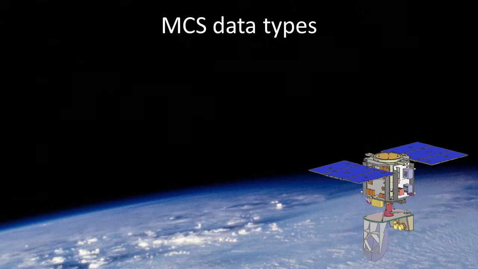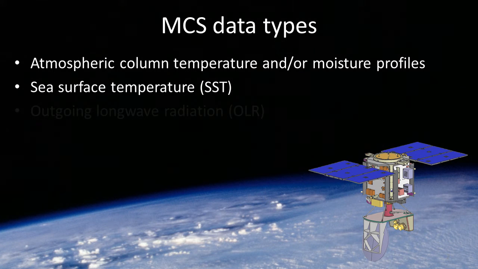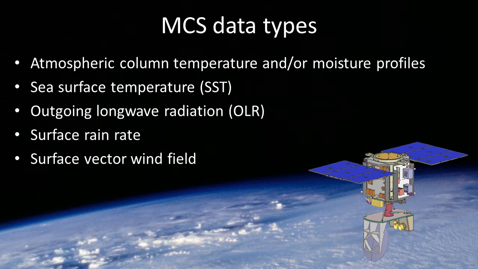The system will generate swaths of multi-layer observations in temperature and moisture. Those swaths will include simultaneously extracted measurements of sea surface temperature, outgoing long-wave radiation, rainfall rate at the surface, and surface vector wind field. When we say vector here, we mean the wind data recovered as both wind speed and direction. Both are necessary for calculating the divergence and vorticity fields that serve as indicators of convection and subsidence within an MCS. So let's take a look at how this array of data types is collected currently.